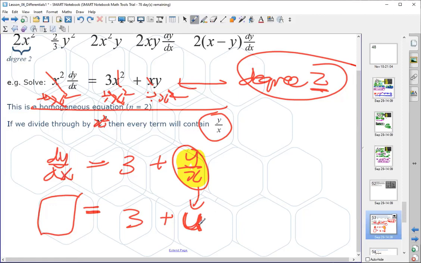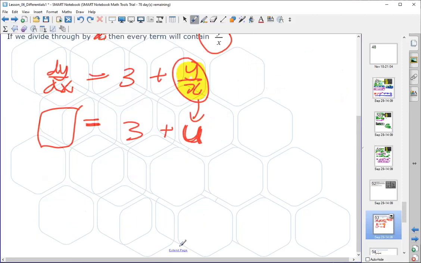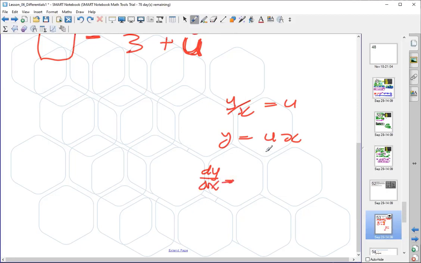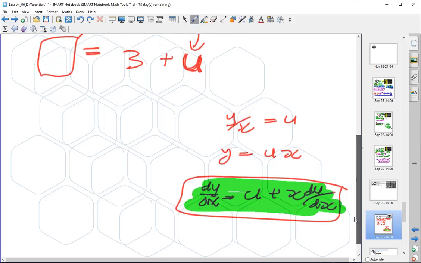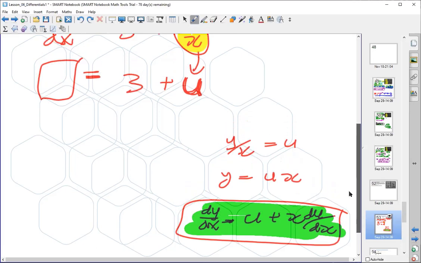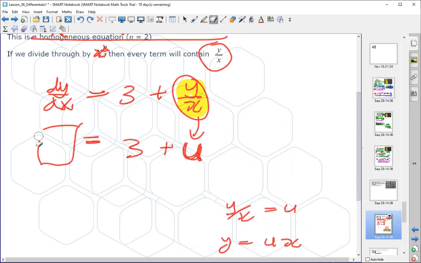y, x, and u. So when we replace the y over x with u, it will force us to replace the dy by dx. But the dy by dx will always be replaced by the same thing. If y over x is u, then y equals u times x. And the differential dy by dx is differentiate this multiplied by this, plus differentiate this multiplied by this. So u plus x du by dx. And it will always be that, so you don't need to work it out each time. If you just memorize that, your life will be perfectly adequate. So the dy by dx here has to be replaced with u plus x du by dx.